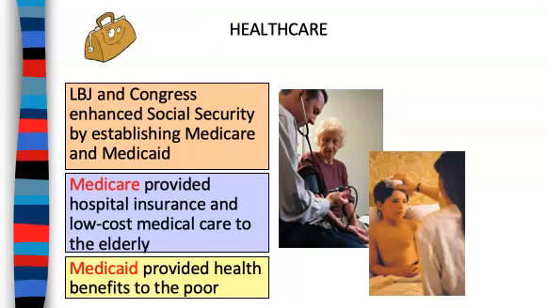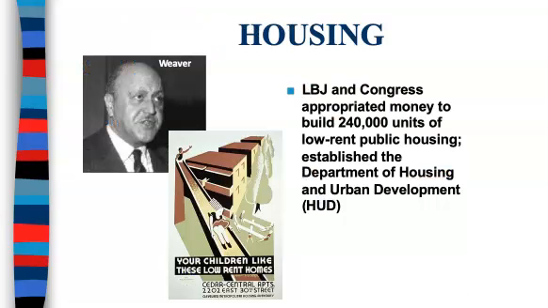Now, the Great Society also tried to help with housing as well. For instance, LBJ and Congress are going to appropriate, which means they're going to set aside money, to build 240,000 units of low-rent public housing. And he's also going to establish the Department of Housing and Urban Development, HUD, which is a cabinet-level position to attempt to deal with the problems of housing, especially for those that are poor.